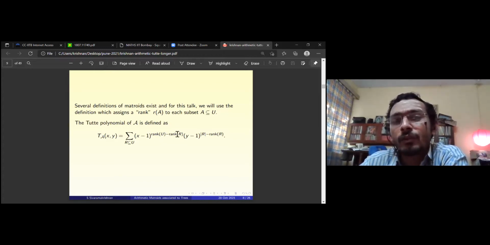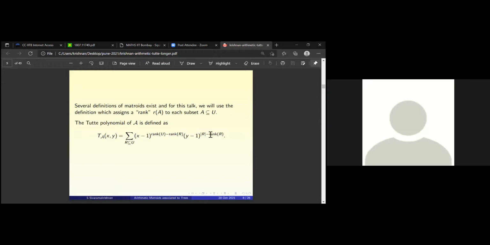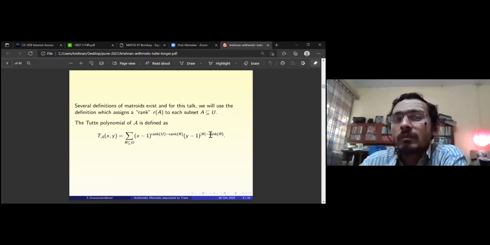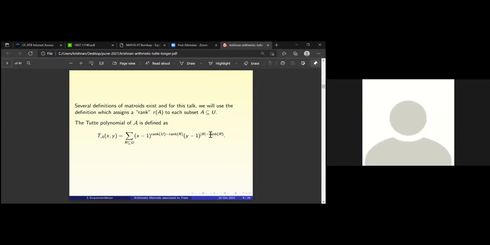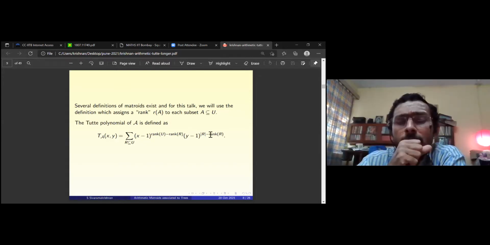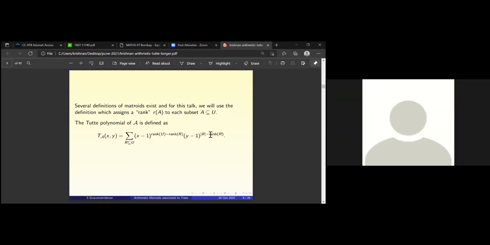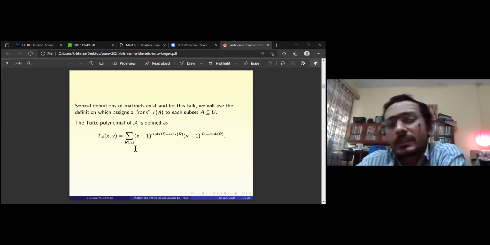When the rank of U equals the rank of R, it's just something to the power 0 times something to the power 0, so it won't contribute. But the matroid is supposed to be about independent columns, whereas this is a sum over all subsets R of U. Yeah, this is a sum over all subsets. So it has nothing to do with A. The A is, that's correct.